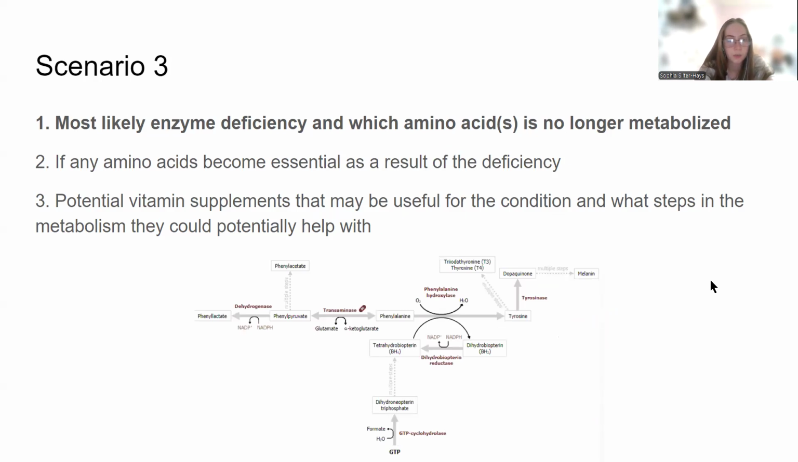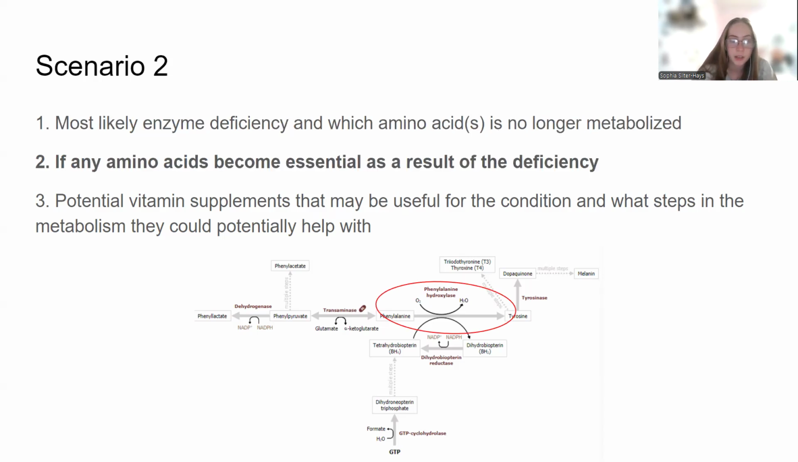So for scenario 3, this scenario is about an infant with elevated phenylalanine. I'm showing a figure here from LibreTexts section 8.1. The patient has an accumulation of phenylalanine, which is likely caused by a deficiency in phenylalanine hydroxylase, which catalyzes the rate-limiting step in the breakdown of phenylalanine to tyrosine. Mutations in this gene cause phenylketonuria, since phenylalanine is no longer metabolized or metabolized at very low rates.